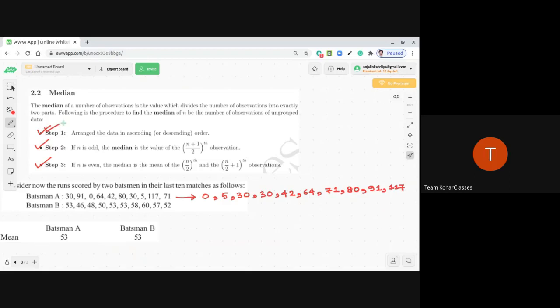Arrangement of the data in the ascending order. If n is odd or even, let's find it out. What is the value of n here, dear students? n is 10. That means it doesn't fall into step 2. It is step 3, that is, n is even.